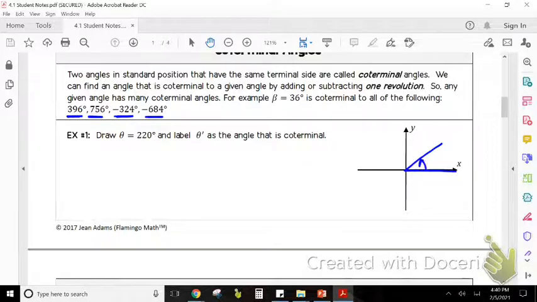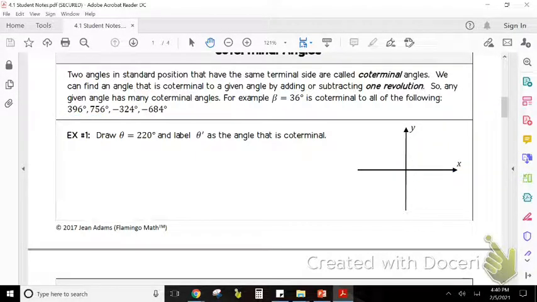So I can have this angle here, but it's going to have the same ending side as the angle whose measurement goes all the way around plus a little more, okay? So they're sharing this same side, so they're called coterminal angles. And we'll see in just a little bit they'll have the same reference angle.